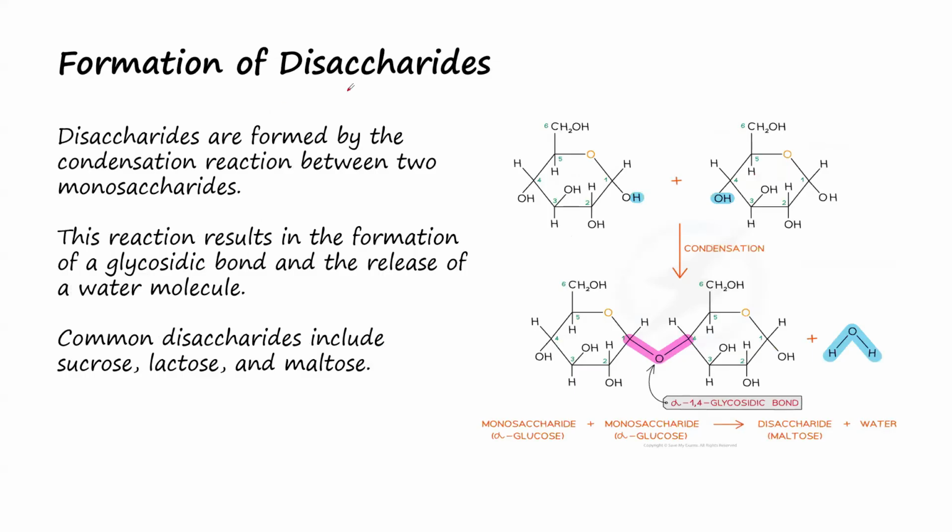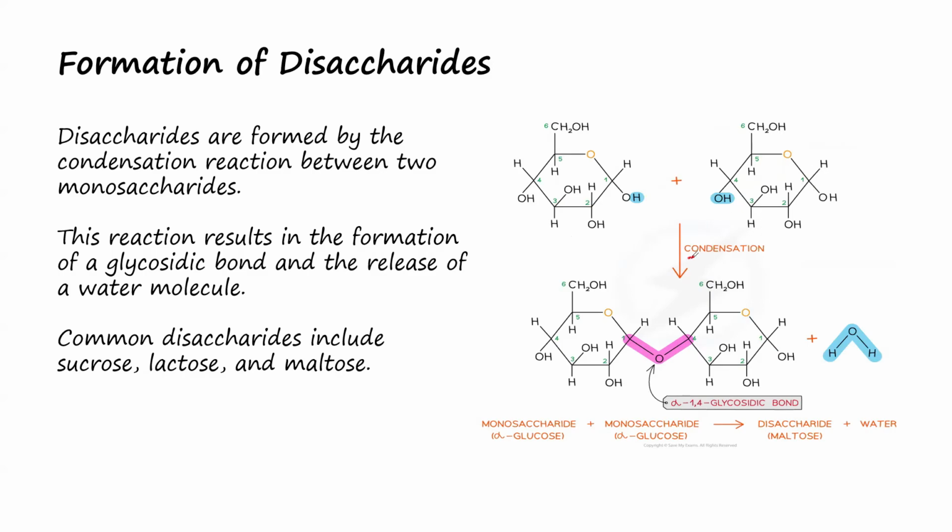So then the next thing is the formation of disaccharides. Disaccharides are formed by condensation reaction between two monosaccharides. So if you have two monosaccharides and they condense together, they produce a disaccharide. And this reaction results in the formation of a glycosidic bond and the release of a water molecule. So let's look at it here.